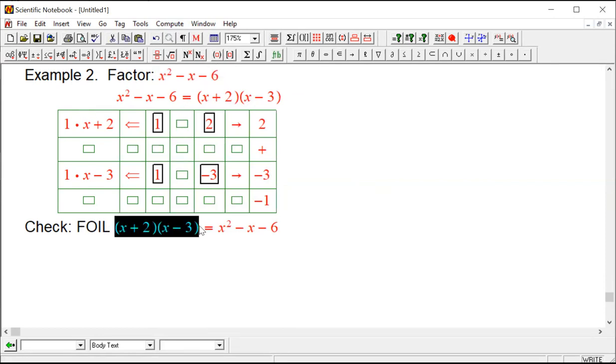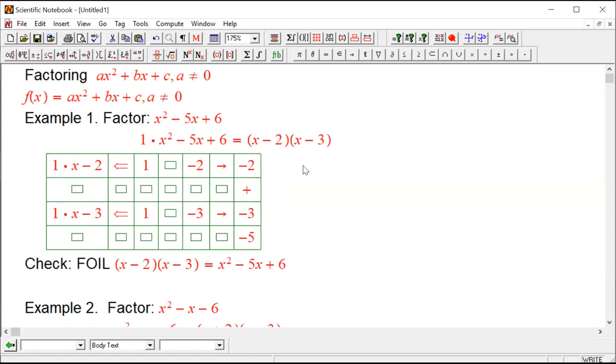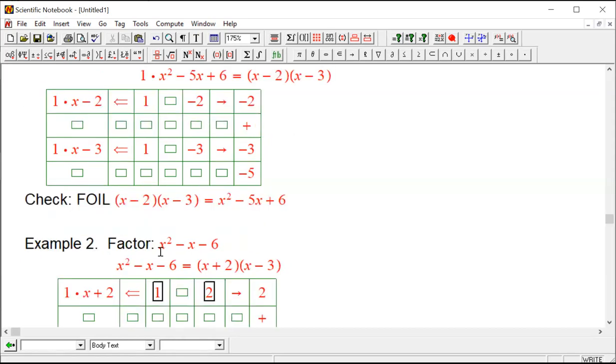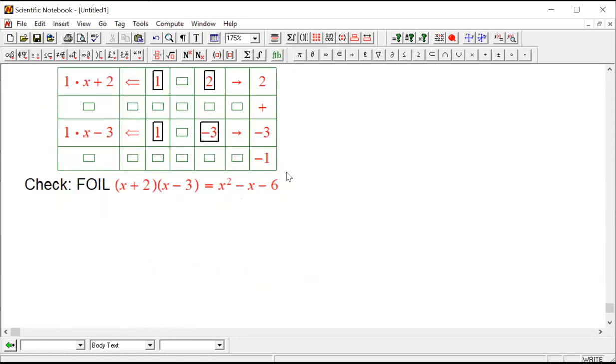So FOIL the product. Okay, so now you can see in the first two examples, they're pretty much having the case of a equals 1. A equals 1 in this case, a equals 1 in this case. Then you say, well, does it work when a is not equal to 1? Let's look at example number 3.